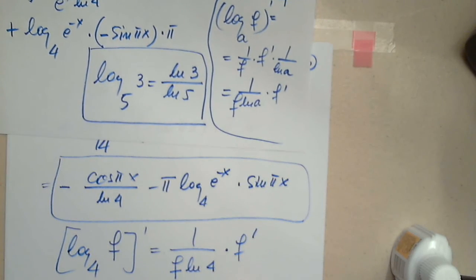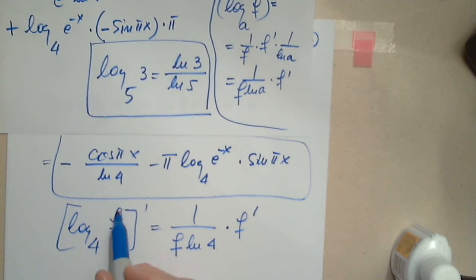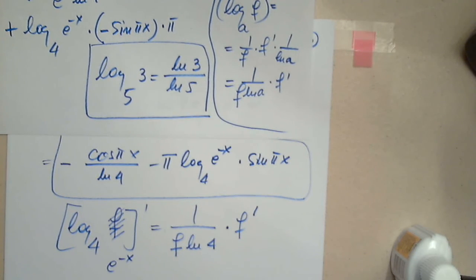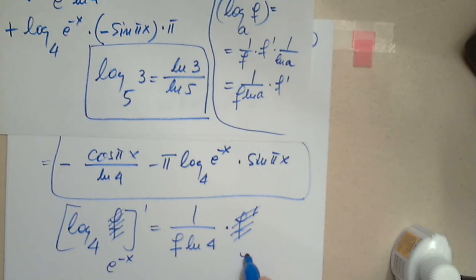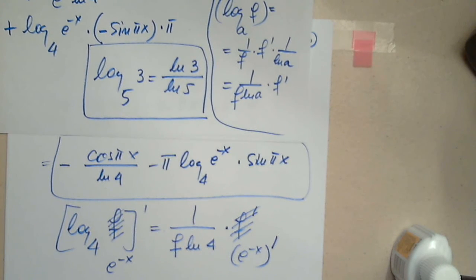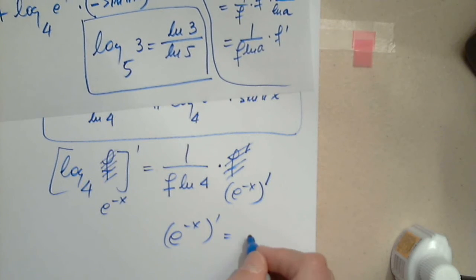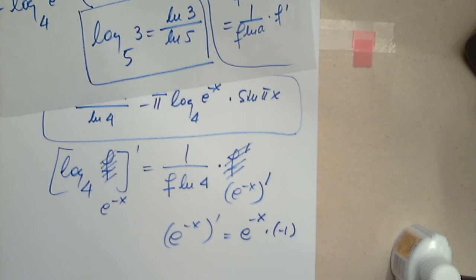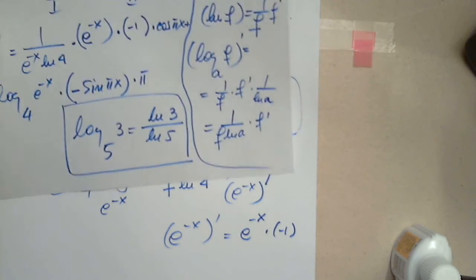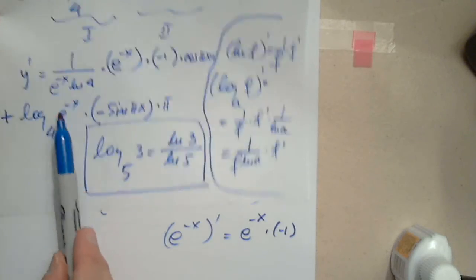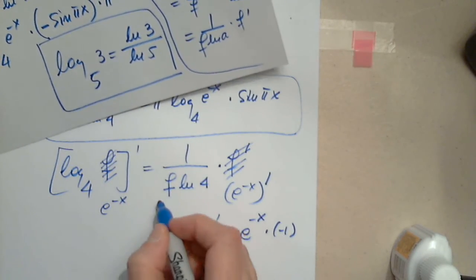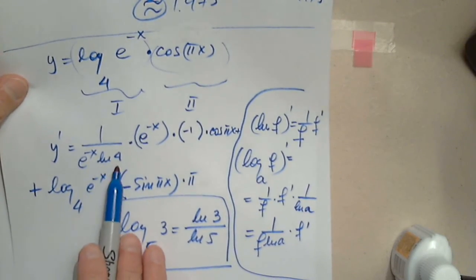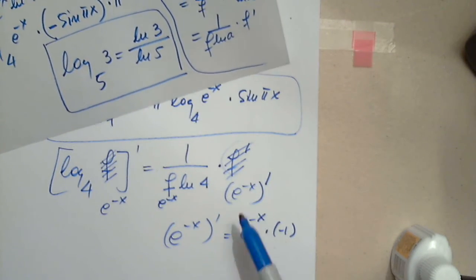Is this okay so far? It's a very good question. But now, remember this is e to negative x. So then this becomes e to negative x prime. And when I differentiate e to negative x, I do get e to negative x times negative 1. So I have the function, which is this one, e to negative x times natural log 4, but now times this.